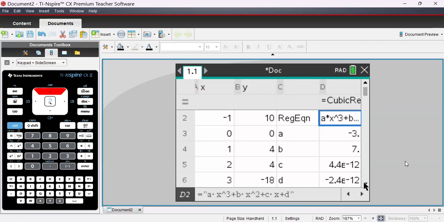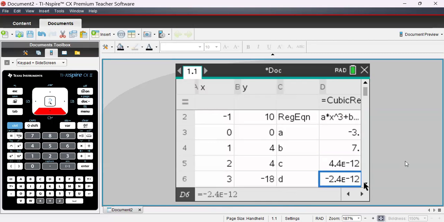All right, so let's look at these last two. 4.4 times e to the negative 12 is 0 point, and then you would have 11 zeros, 4, 4. So essentially these two are just 0. If any of those are 0, we don't put those in. So it's negative 3x to the third power plus 7x squared.